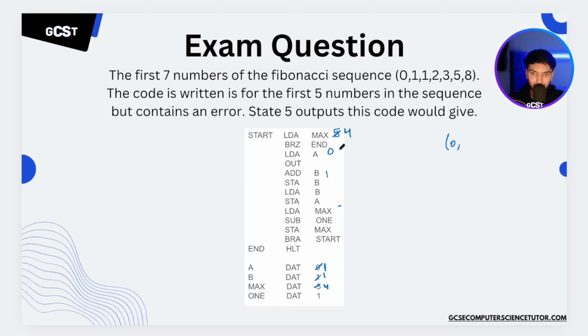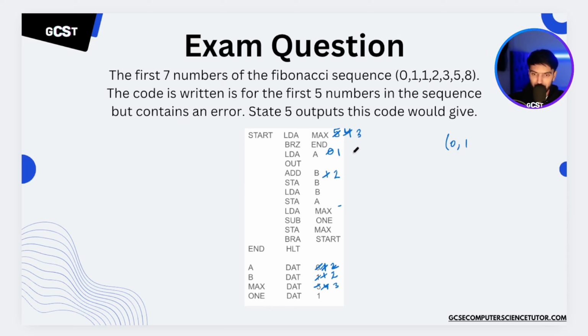Load A, which is now 1, so we output that. We add 1 onto 1. We add B, which is 1, to A to get 2, and we store that in B. Then load B, which is 2, store that in A, so you get 2. You store that in A and load max, but we subtract 1 from max, so you get 3.